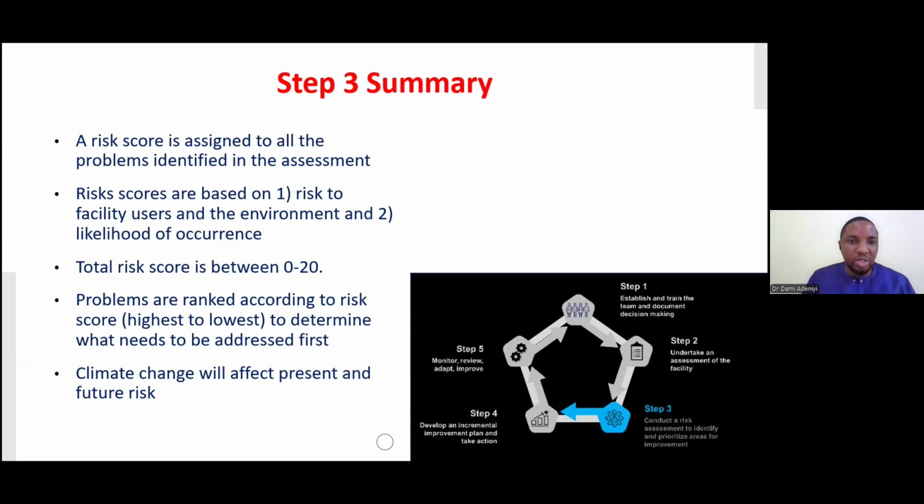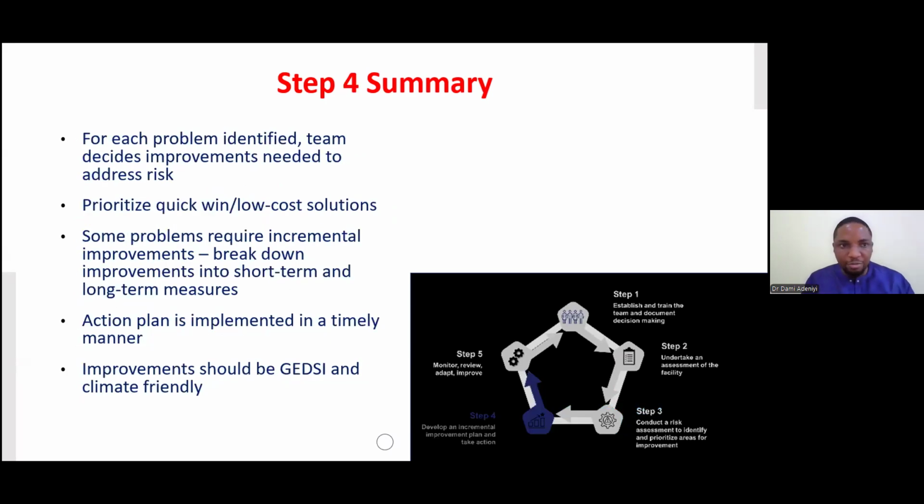Step 3 involves the risk assessment for areas where you have identified that there are gaps. And then you have to be able to classify the gaps based on the severity of the problem attached to that gap, and also the likelihood of occurrence. We'll look at that in a bit of detail, and then you come up with a total risk score. And depending on what the score is, you then rank the problems you have identified from the highest to the lowest.